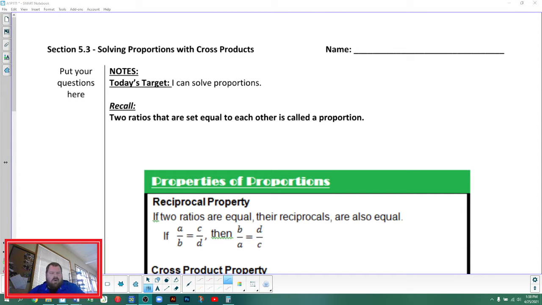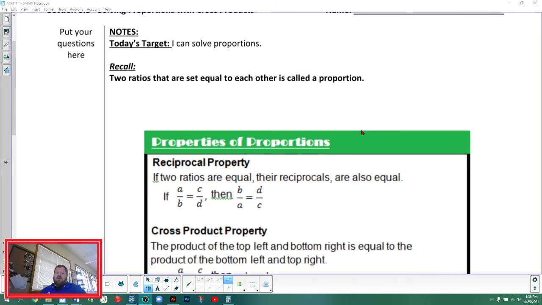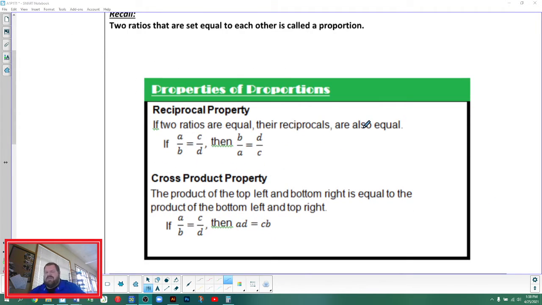And today we're going to go over one old method and one new method to solve a proportion. So the first one that we see here is officially now the reciprocal property. If two ratios are equal, then their reciprocals are also equal.